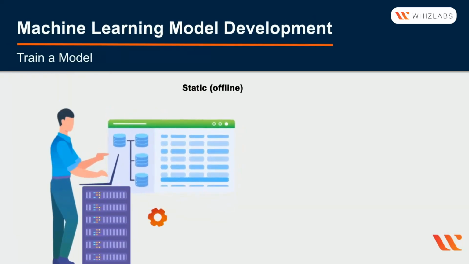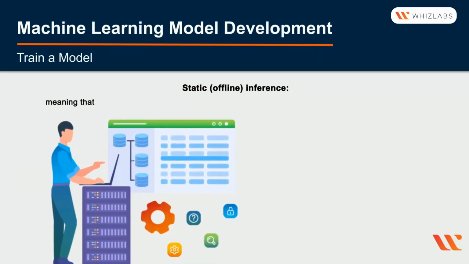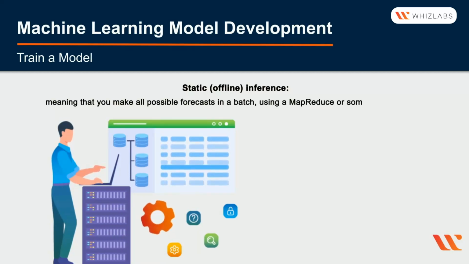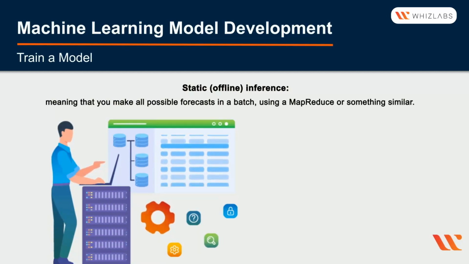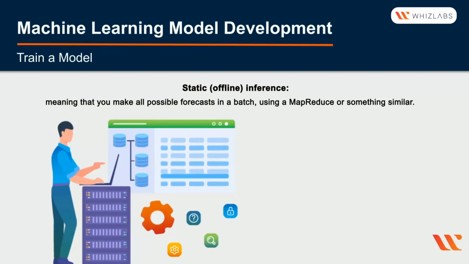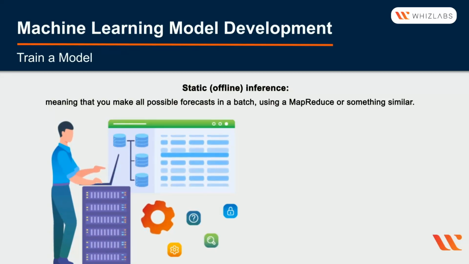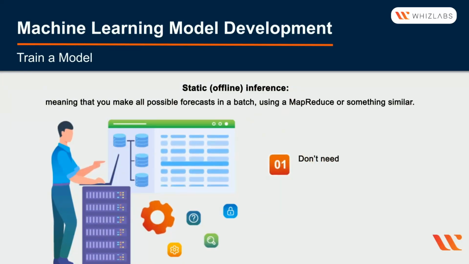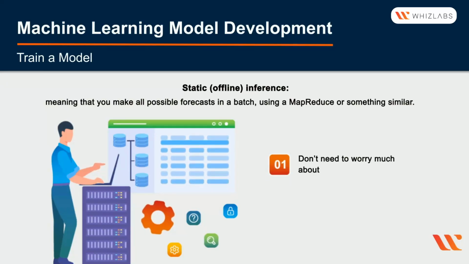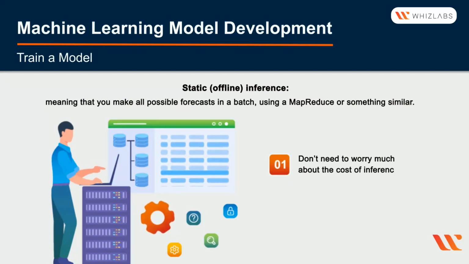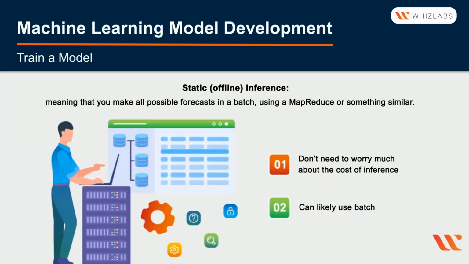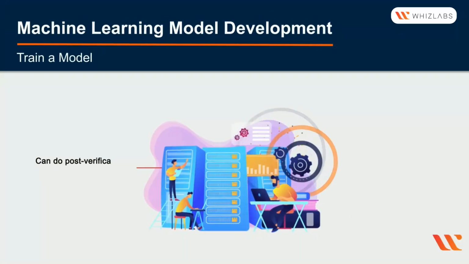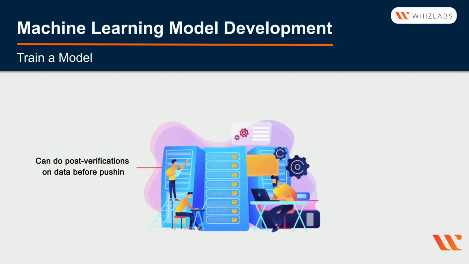Static or offline inference, meaning that you make all the possible forecasts in a batch using a MapReduce or something very much similar. You then write the predictions to an SS table or Bigtable and then feed these to a cache or look-up table. You do not need to worry much about the costs of inference. They can likely use the batch quota itself. You can do post-verifications on data before pushing.